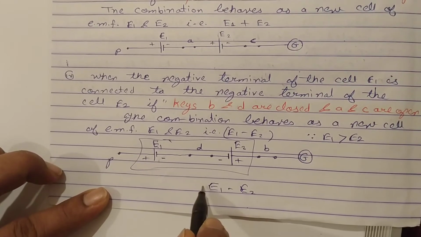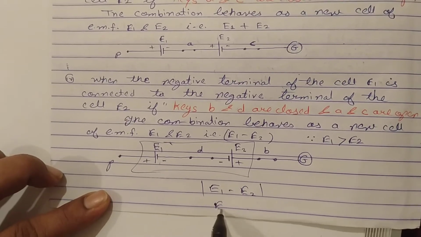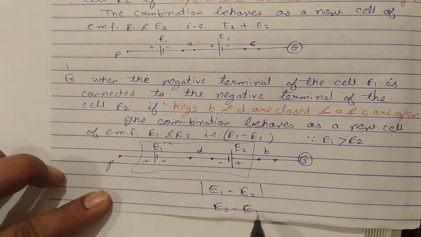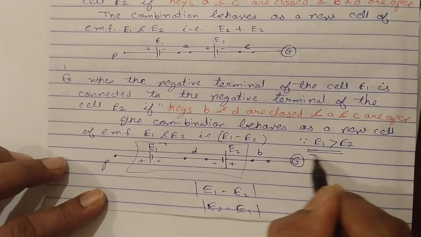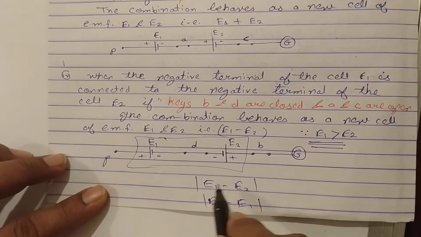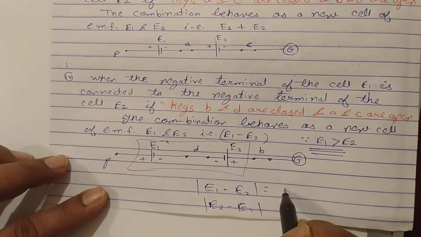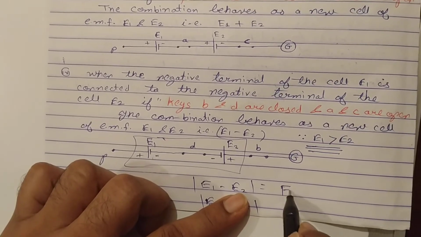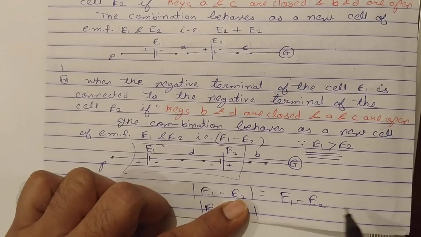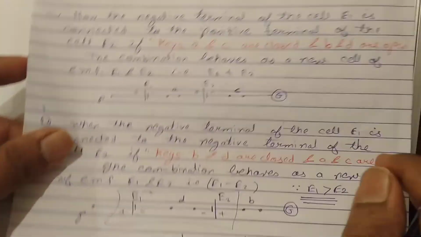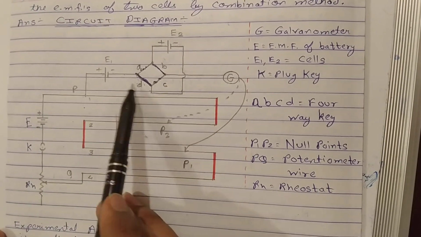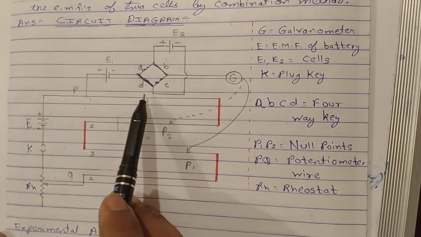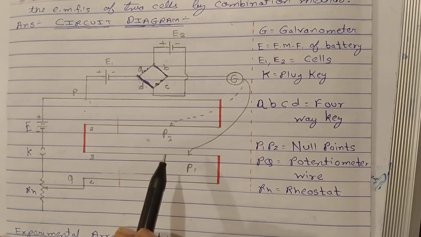Some students will ask, sir, why not E2 minus E1? So here I am going to tell you, I am going to consider E1 greater than E2. That's why E1 minus E2, the sign of the greater number. That is E1 minus E2. Students, now due to E1 minus E2, this particular D and B path, the same procedure I am going to follow.